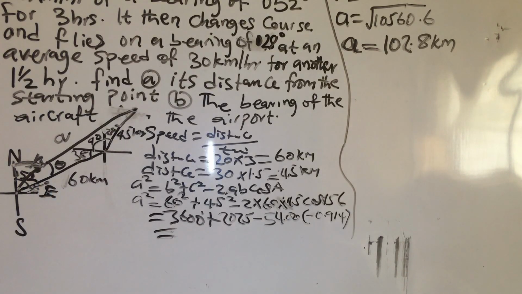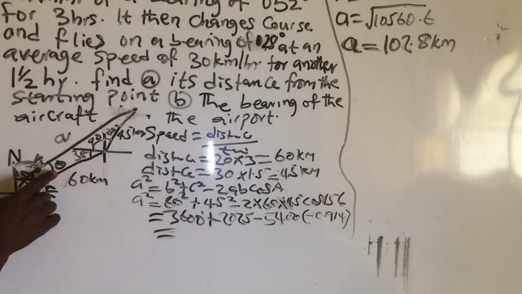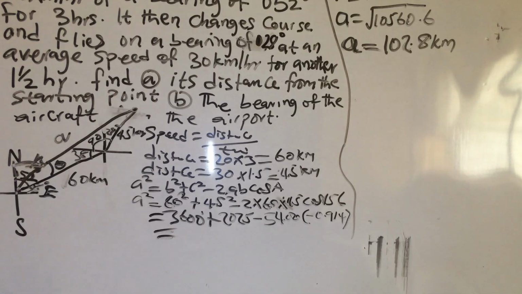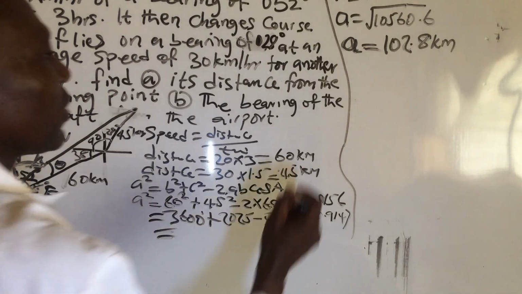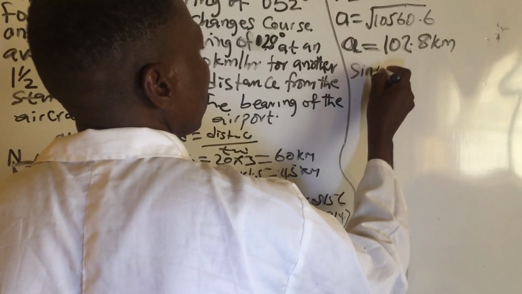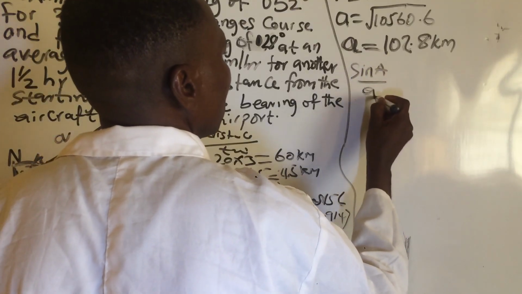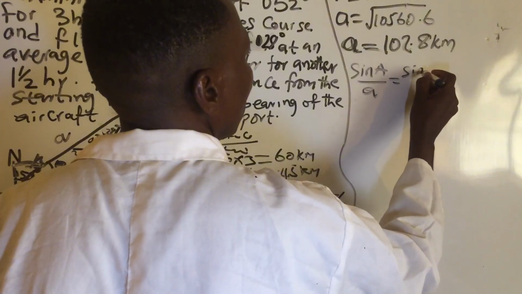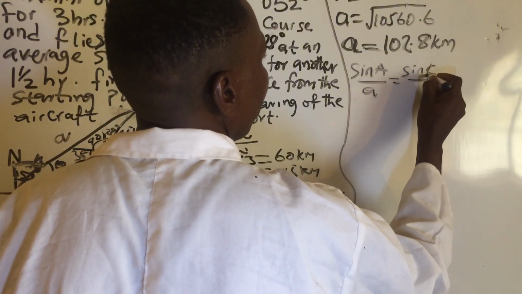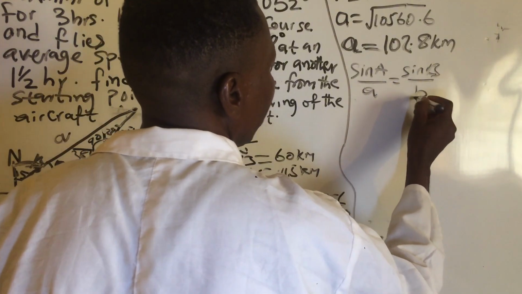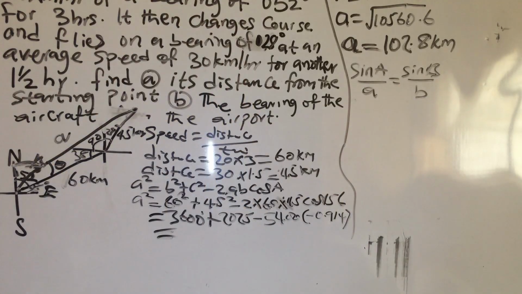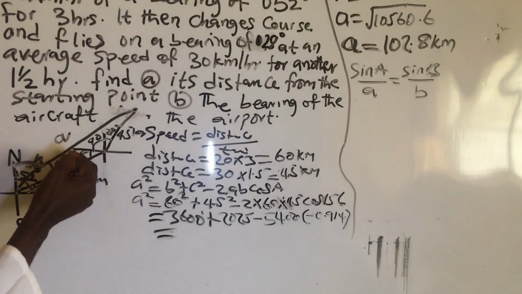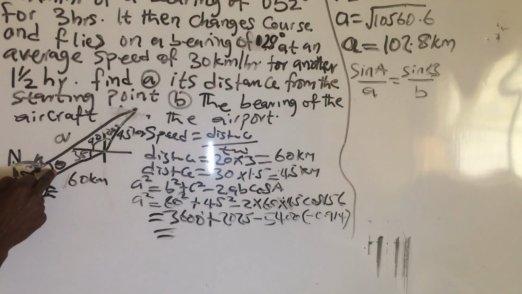Now let us use the sine rule to solve. We call this angle theta, so we're going to use the sine rule to find this theta first. Remember our sine rule: sine A over a equals sine C over c, equals sine B over b. Those are the two angles we will use, this angle and the one we are looking for.